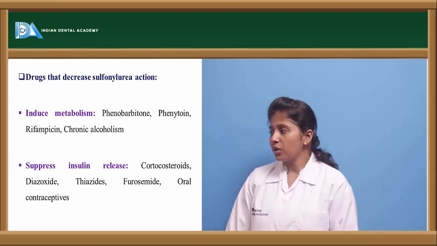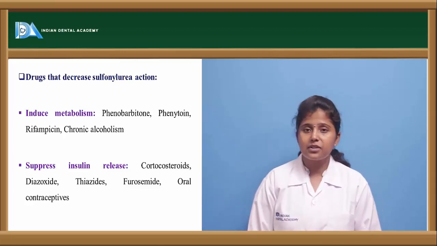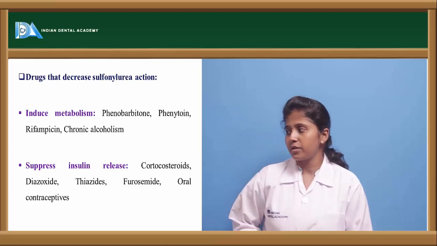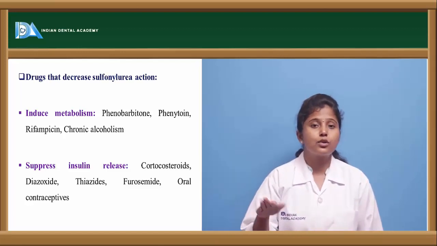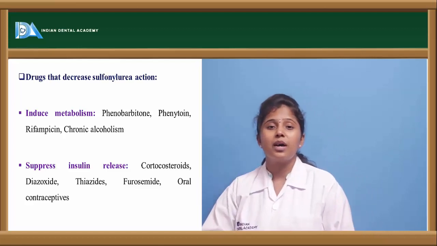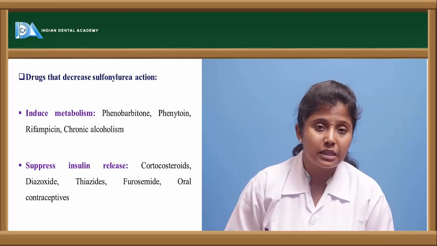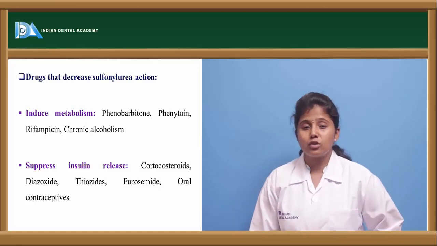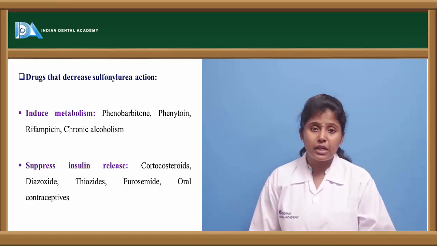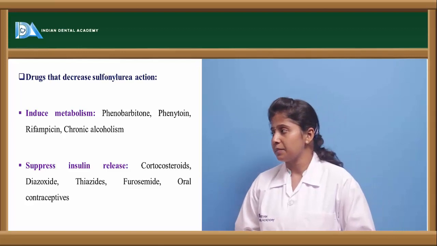And the drugs like corticosteroids, diazoxide, thiazides, furosemide, and oral contraceptives are the drugs which suppress the insulin release. These won't allow the sulfonylureas to release the insulin from the beta cells. They suppress the release of the insulin from the beta cells.